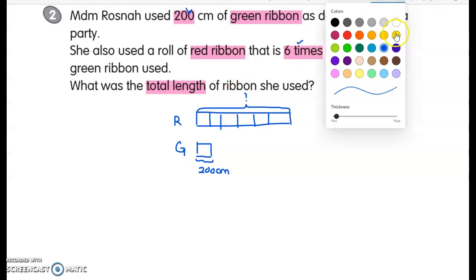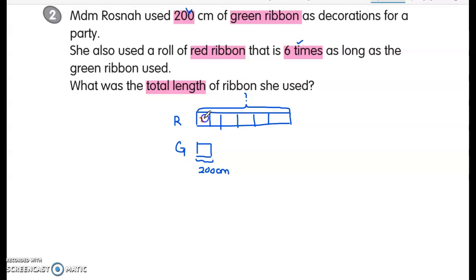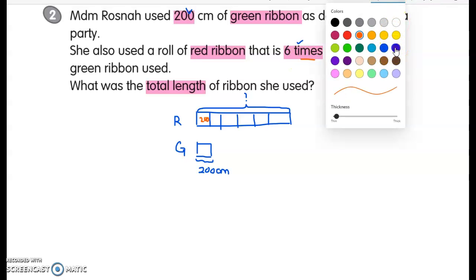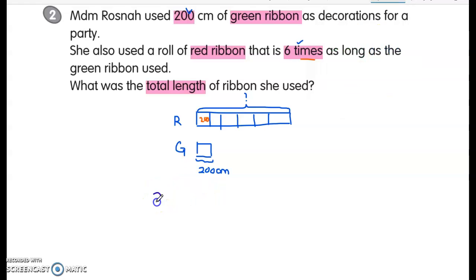Now, okay, let's use a brighter color so you can see. If each box is 200, how do I find 6 of it? 6 times, right? So obviously it is 6 times 200 or 200 times 6. Both ways are fine. Okay, so we need to find the red ribbon. Now those of you who did not draw the model, please draw in your model. Okay, please draw in the model neatly. So we have our workings here. So 200 times 6.